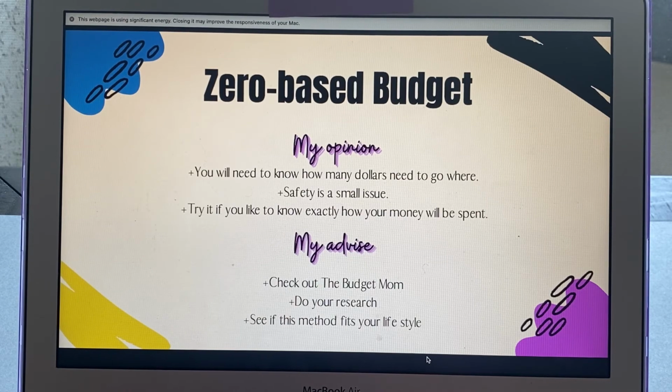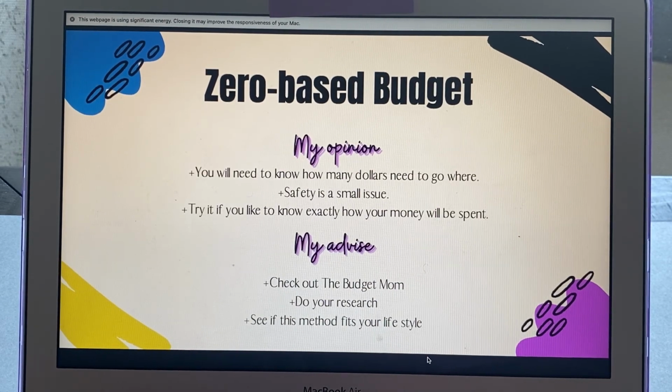Now, in my opinion, knowing where every dollar will go is very important. I feel like the zero-based budget can be applied to any type of other budget, because basically that's what you're doing with any other budget. Safety is not really an issue, but depending on whether you're going to be a cash spender or a card spender or both, then the safety issue goes up or down.